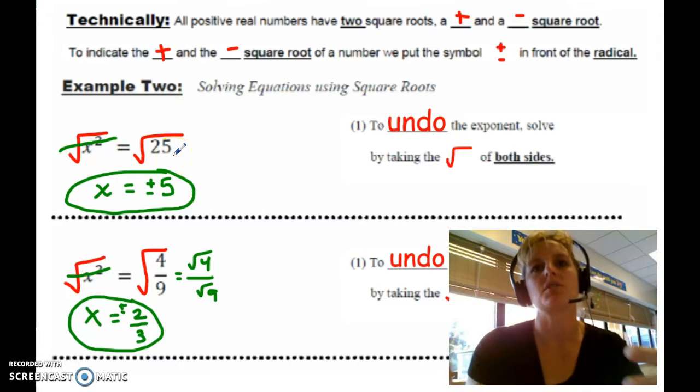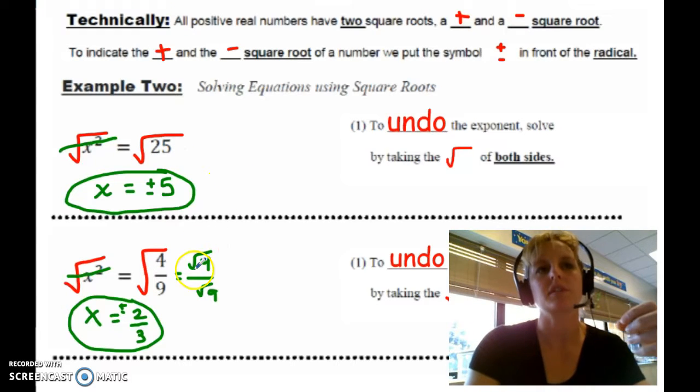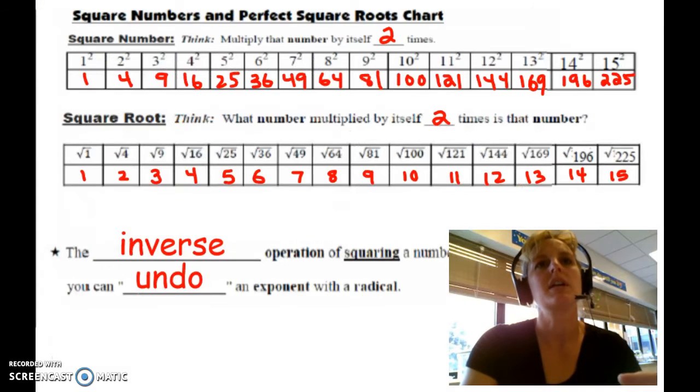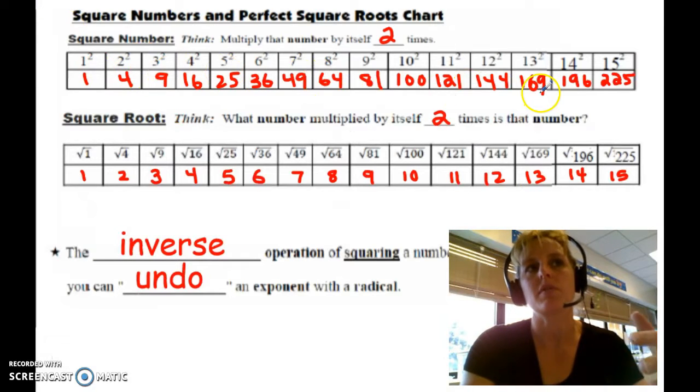Okay, the other problems we just did were called perfect squares. They have perfect values. 5 times 5 is perfectly 25. 2 times 2 is perfectly 4. 3 times 3 is perfectly 9. This whole chart that we filled in the front is full of things that are called perfect squares.